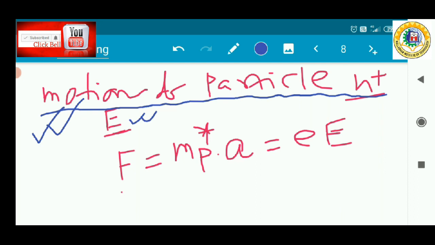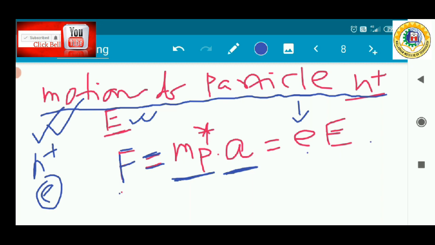We are considering they are moving due to the application of the electric field E. From the Newton law of mechanics, we know there is a force applied onto these holes, and that force is equal to the effective mass of the holes into acceleration. That is one equation. Also, we are considering the hole charge as the electronic charge, positive e, and force is also equal to charge into electric field. You can see this equation on the internet. I am not describing how force is equal to electronic charge into electric field, but this is true from physics. And this is also from the Newtonian law of mechanics, MP into A.